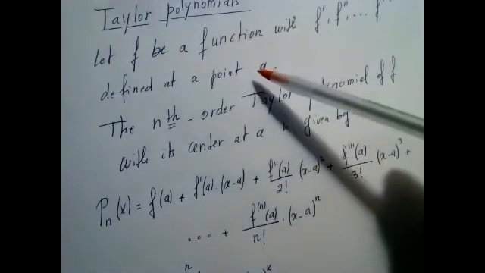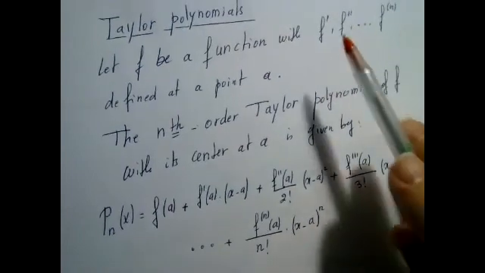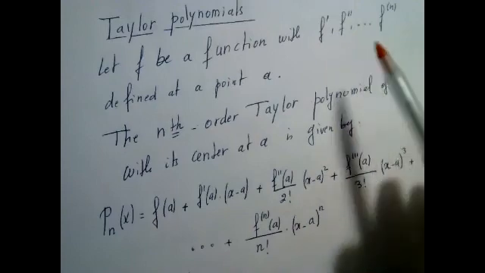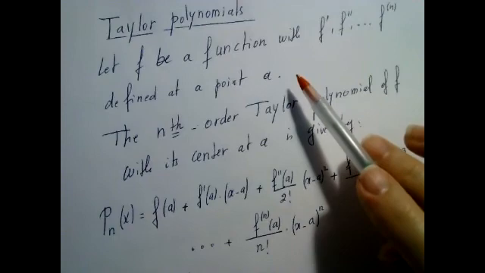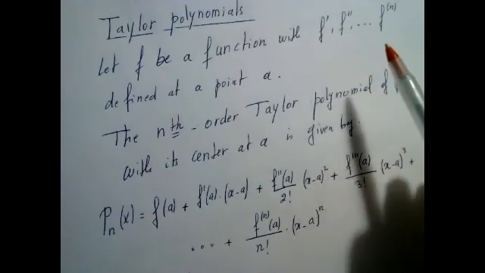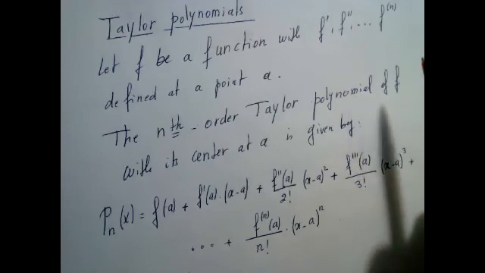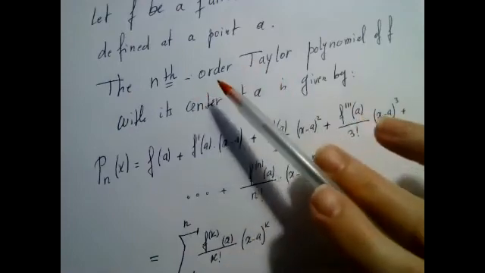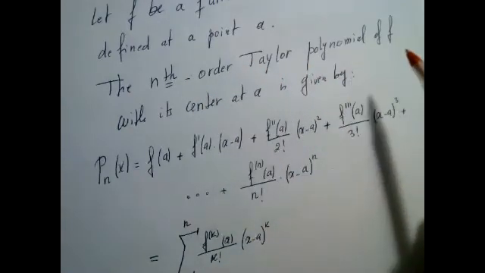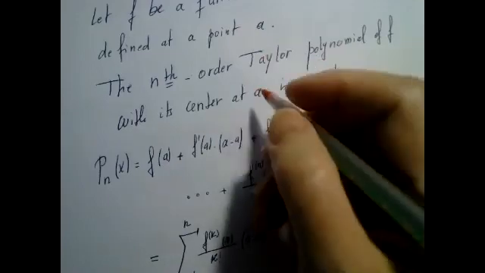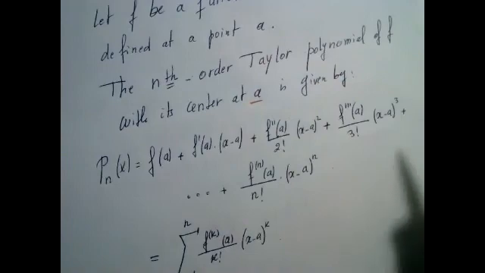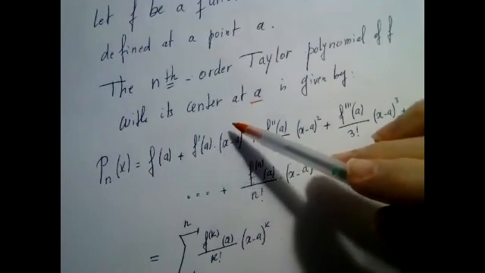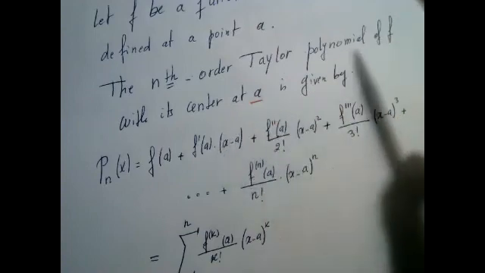So let f be a function with f prime, f double prime, and the nth derivative, all defined at the point A. So A is going to be fixed in my problem. A is going to be the base point, which is going to be fixed. Then, the nth order Taylor polynomial of f. So A is fixed. That's not the variable. X will be my variable. The nth order Taylor polynomial of f with its center at A is given by.